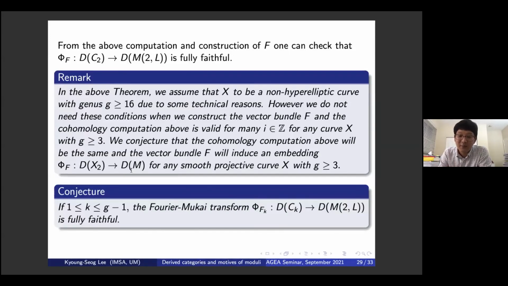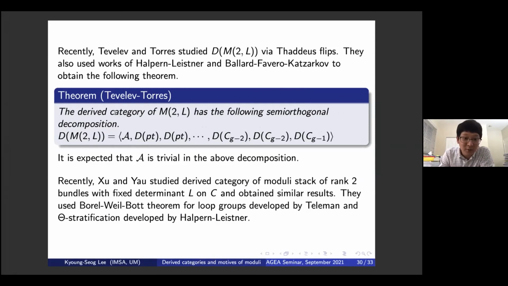Indeed, Tevelev and Torres also define the functor. So I think that this functor and our functor should be equivalent. And their technique is very strong, so maybe there's some chance to prove this embedding. For the rank 3 case, we have a very concrete conjecture, so maybe there's a chance to prove this one. Okay, thank you.